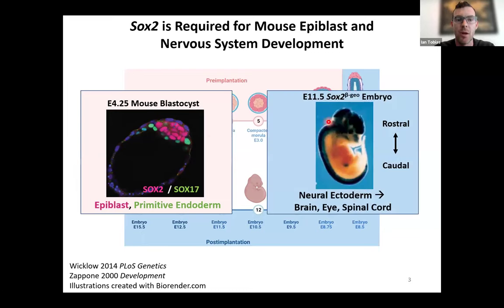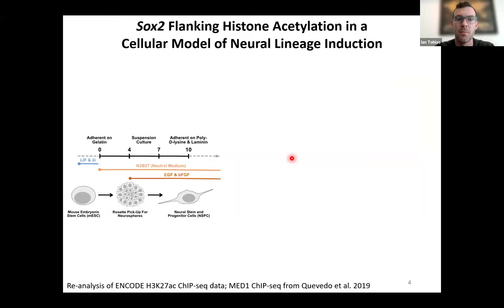After gastrulation, SOX2 expression in the neural ectoderm marks a population, or multiple populations, of multipotent cells that give rise to the brain and optic system rostrally, or towards the head, and the spinal cord towards the caudal end of the embryo. We know from genetically engineered mice that neural stem and progenitor cells, or NSPCs, require SOX2 for the maintenance of their proliferative state, and that tissue-specific deletion of SOX2, depending on the time of the deletion, can cause brain malformations in these mouse models.